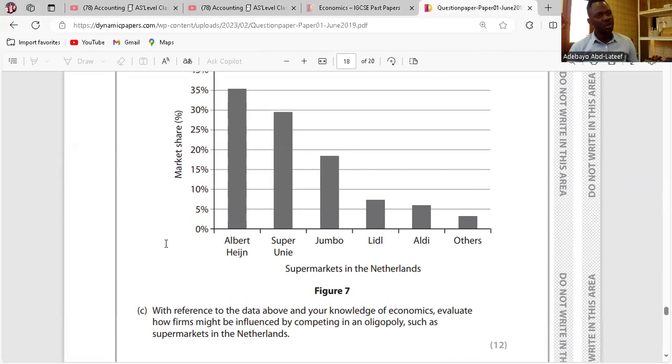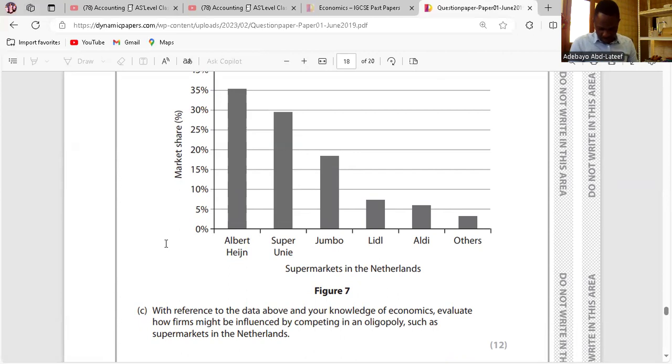First, what is oligopoly? Oligopoly is a market structure where few large firms dominate the industry. Okay. So that's the first thing you have to write. So example here is Albert Heijn, Super Uni, and Jumbo. They are the few large firms in the industry, and they have the largest market share. When combined together, they have more than 80%. Clear? So the rest share is 20% or less.